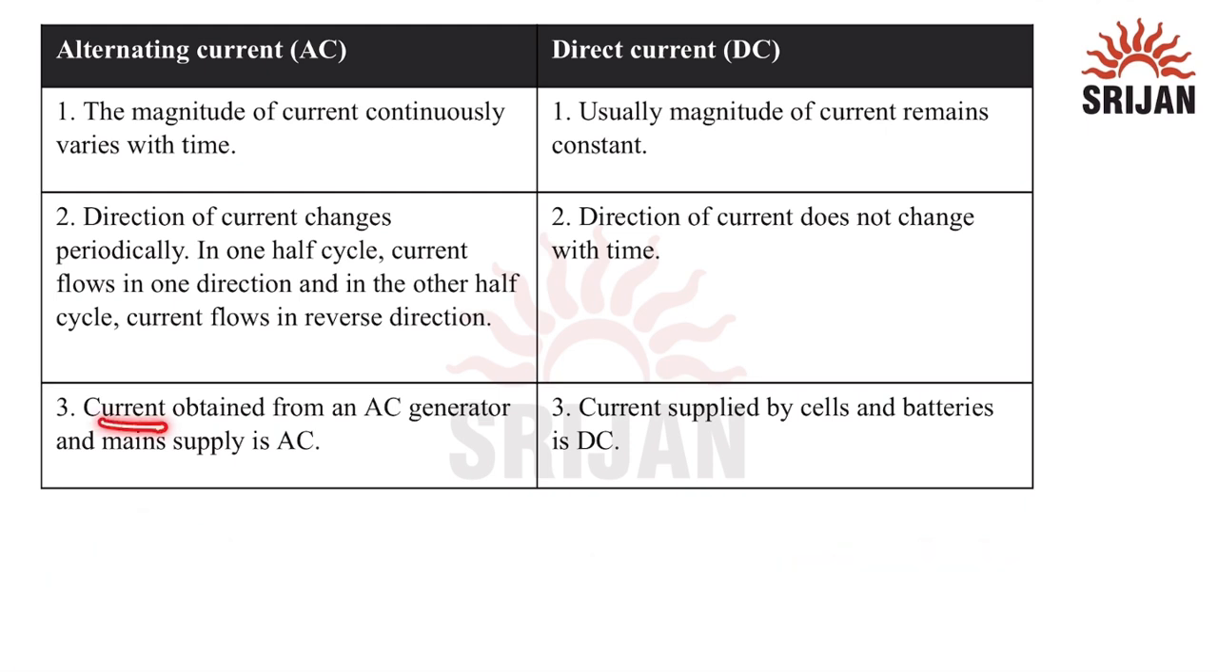Thirdly, the current obtained from an AC generator and main supply is AC, whereas the current supplied by cells and batteries is DC. I hope this topic is clear to you.